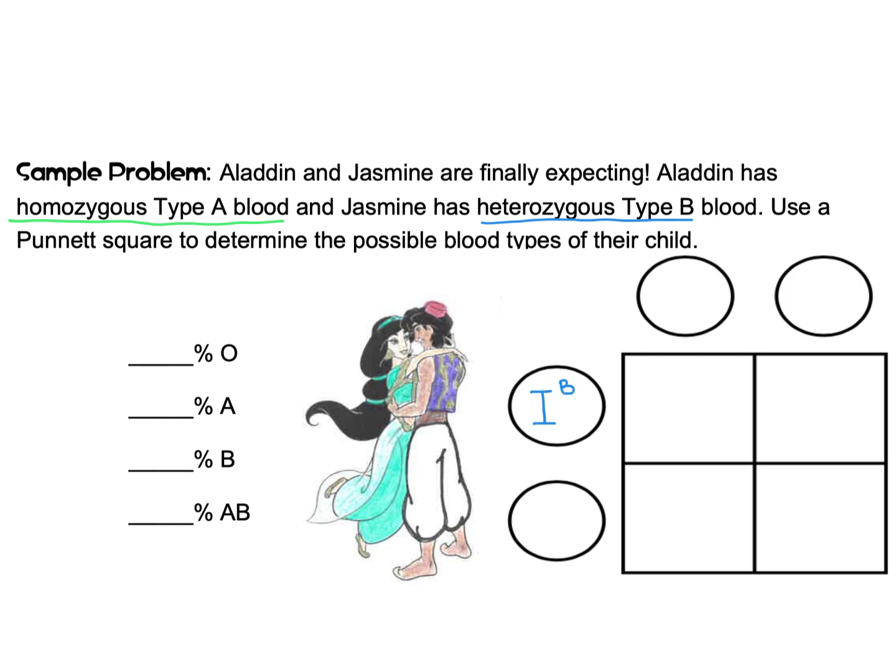So we know we have to have a dominant B, and then we're going to have the recessive allele for blood type. And then with Aladdin, he had homozygous type A, so both of his alleles are going to be dominant for A.